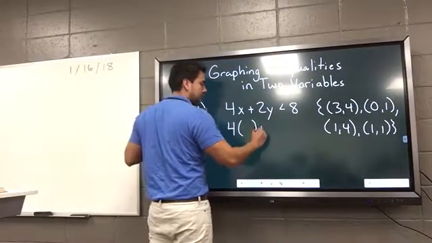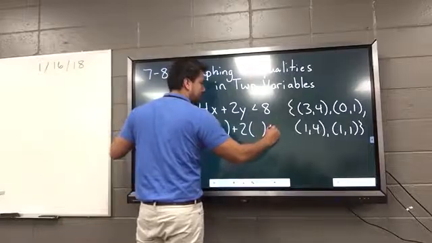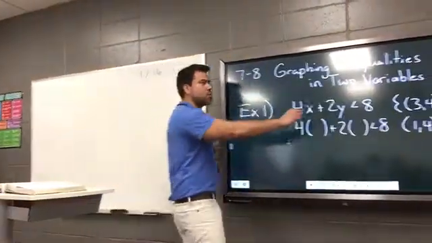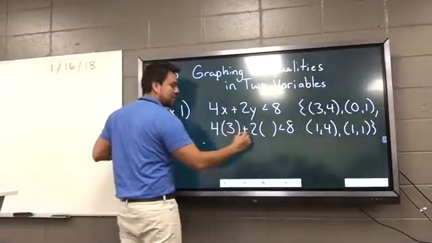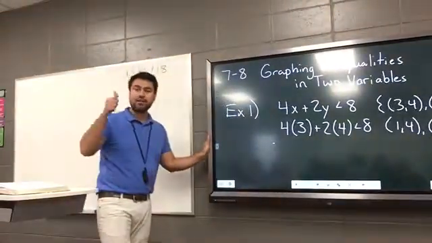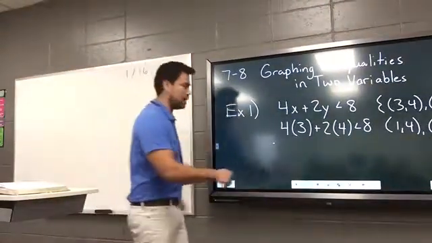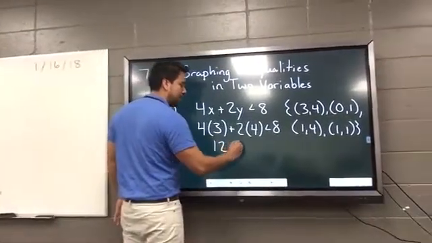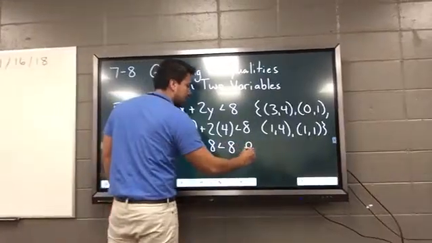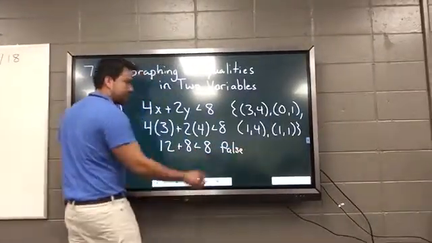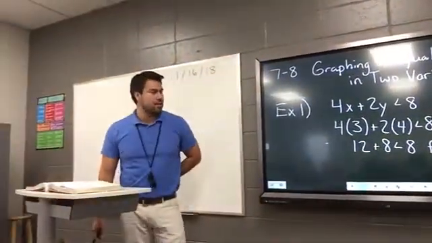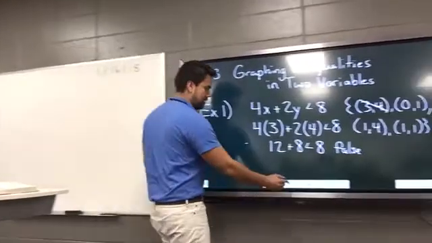So all I'm going to do is, instead of the x and the y, I'm going to put in these values to replace that. So my first ordered pair, 3 goes in for x, 4 goes in for y, and all you have to do is see, does that make it a true inequality or a false inequality? So here I get 12 plus 8 less than 8. Is that true or false? It's false. So what I want you to do is cross out 3, 4. That is not a solution to that inequality, because it makes it a false inequality.